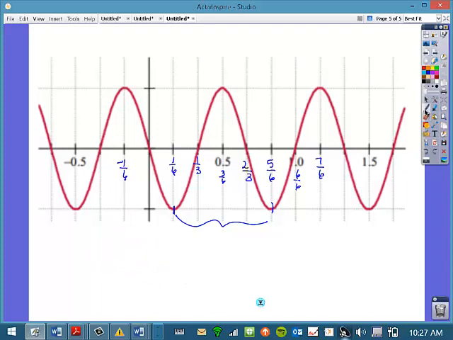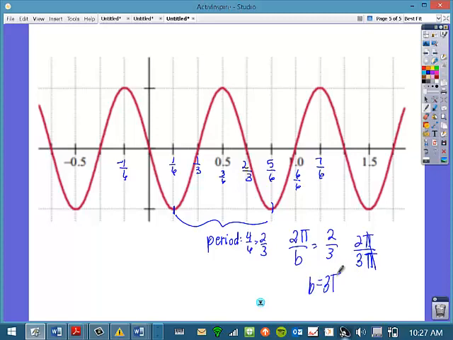So the period goes from 1/6 to 5/6. So my period is 4/6, which reduces to 2/3. So if we're trying to figure out what B is, my period is 2 pi over B, and it ends up being 2/3. So the first thing is we have to cancel out the pi's, because there's no pi in my period, so you have to put a pi in your denominator. You also have to put 3 in your denominator. So B ends up being 3 pi.